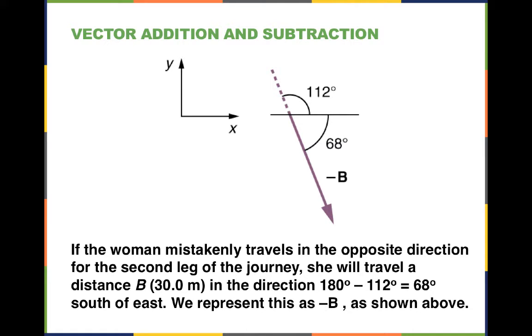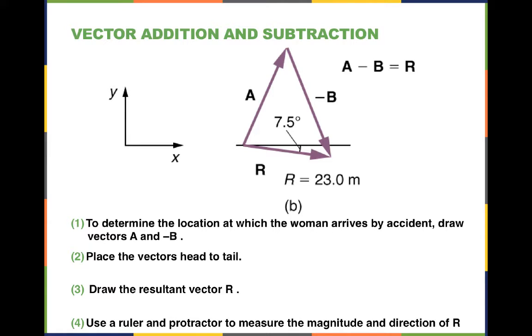So if we want to find out where she ended up, we would add the two vectors like this. We would draw A in the proper direction, but then instead of B, we would add negative B. And then the resultant would be from the starting point, or the tail of A, to the head of B. And you would see, using the same ruler and protractor, that you end up with 23 meters, 7.5 degrees south of east.